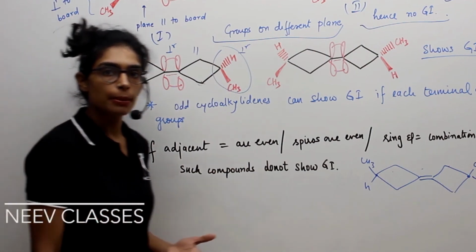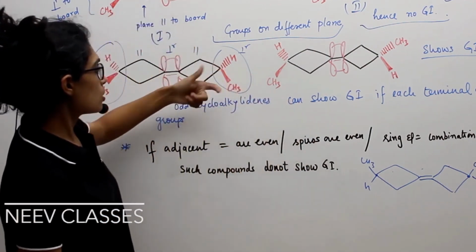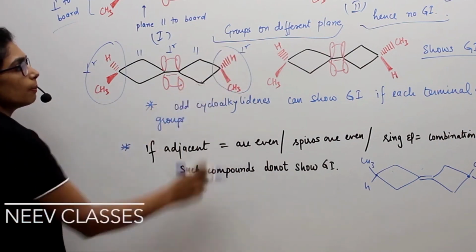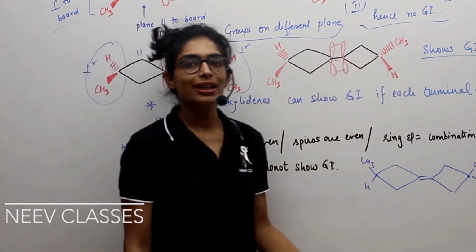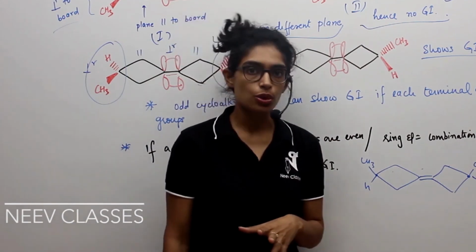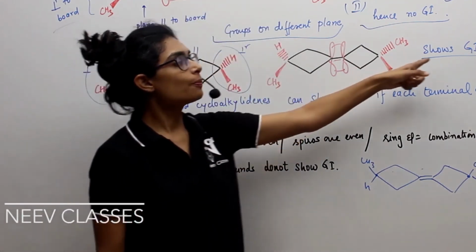So when they are in the same plane, when you switch their positions, the two CH3s are facing towards the viewer. When you switch it to up, and it will be away from the viewer, in that case L1 and L2 is going to be different. If L1 and L2 are different, that means it will show GI.